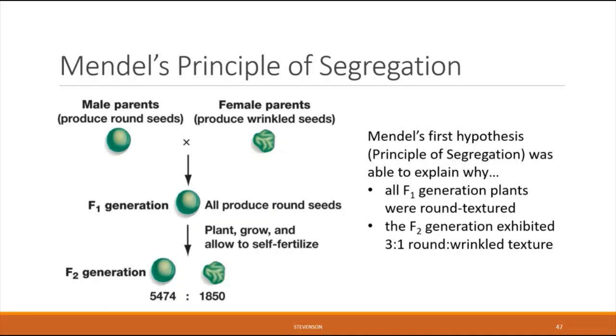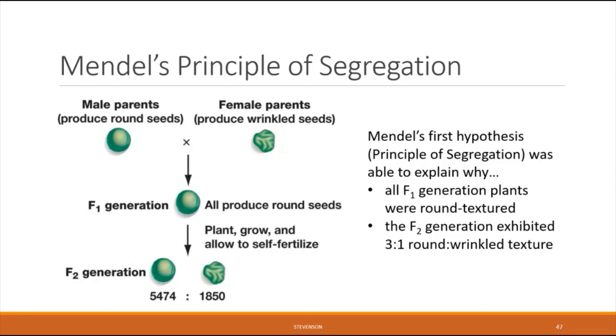So to summarize what Mendel's principle of segregation told us, it was able to explain why all of the F1 generation plants were round textured, because it explained that each parent passed down one genetic particle and that one of those genetic particles ended up overriding the other one. It also was able to explain why in the F2 generation you saw the reappearance of the wrinkled texture, specifically at a 3-to-1 ratio or thereabouts.